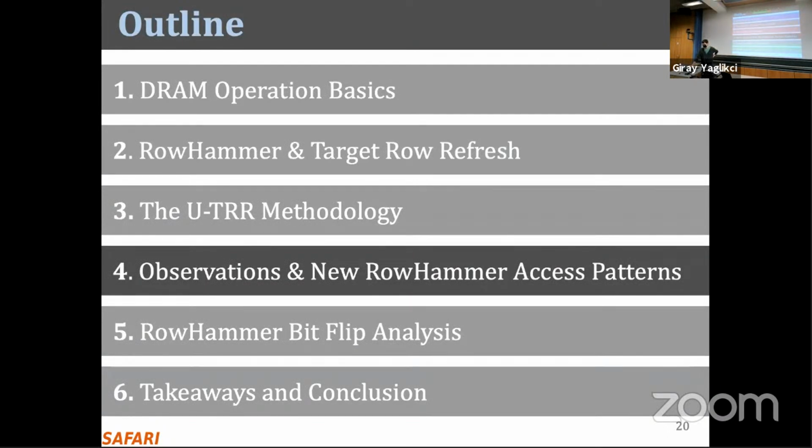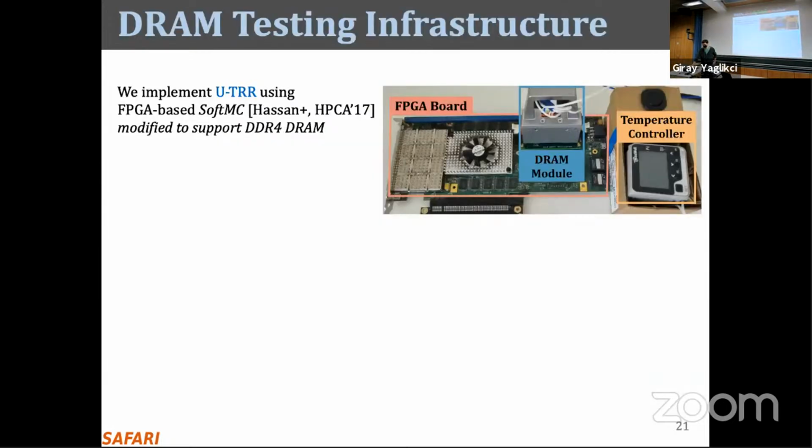Okay, I guess no other questions. So I'll now describe the observations that we made by analyzing existing TR mechanisms using UTR and explain the new RowHammer access patterns we crafted.